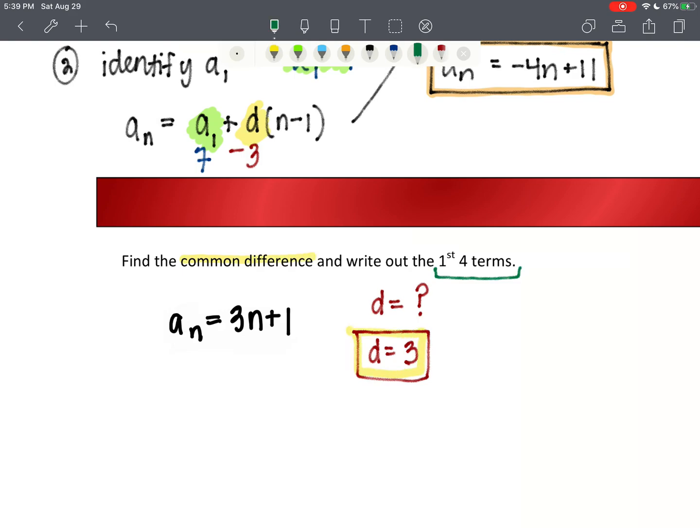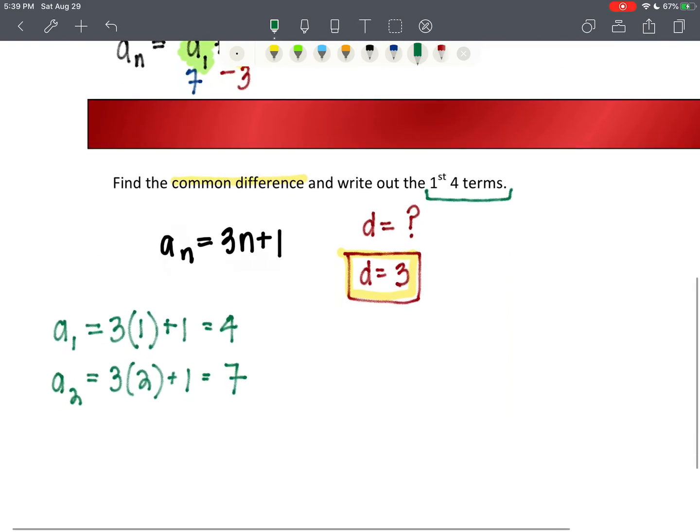And now we need to write out the first 4 terms. The value of the first term is A sub 1. So I use my rule, and in place of n, I'm going to put 1. I'm going to multiply and add, which gives me 4. 3 plus 1 is 4. The value of the second term, I'm going to put a 2 in for n, and that gives me 7.